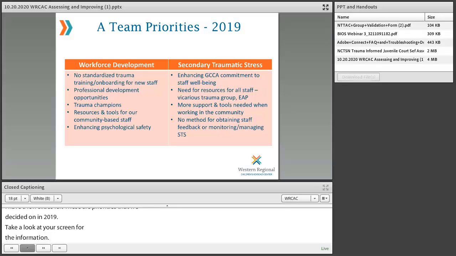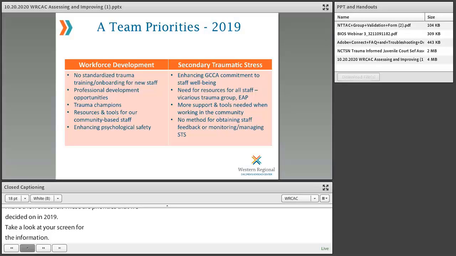And then secondary trauma, so really looking at how we can enhance our commitment as an organization to staff well-being. There were a lot of resources that we didn't have. There is a vicarious trauma group for our clinicians and our forensic interviewers, but if you're not a direct care provider, you're not able to access that resource. So that was one thing that we were really trying to think about.